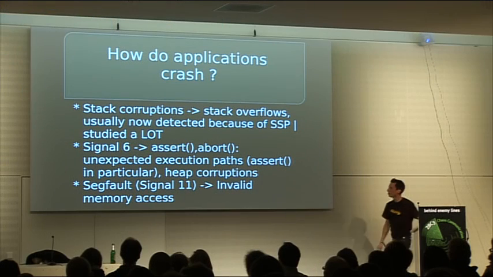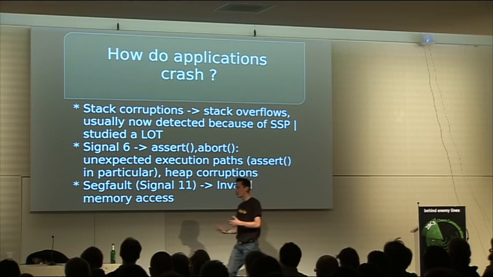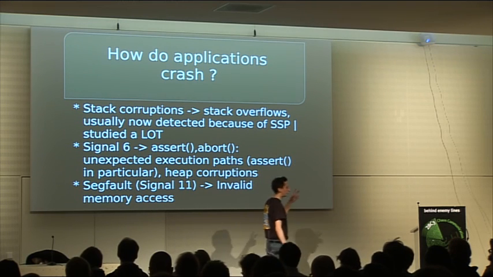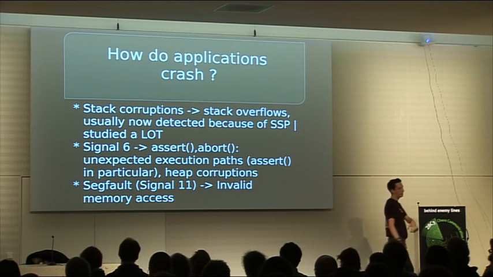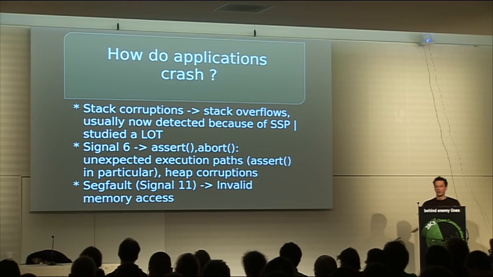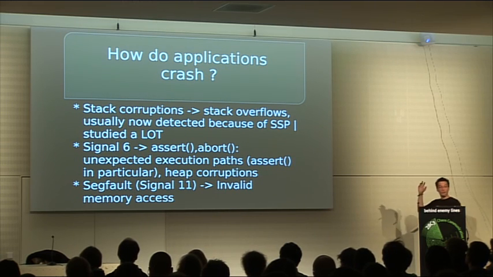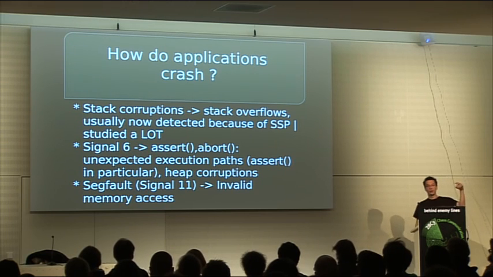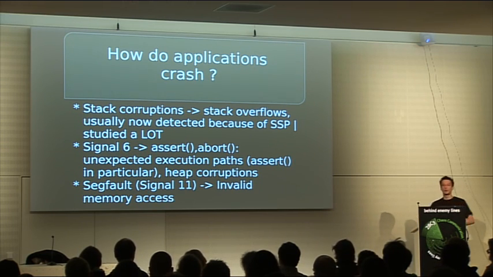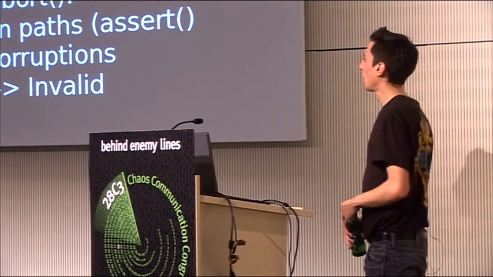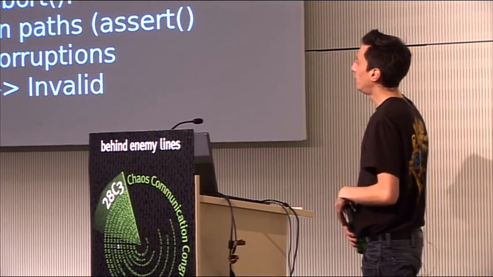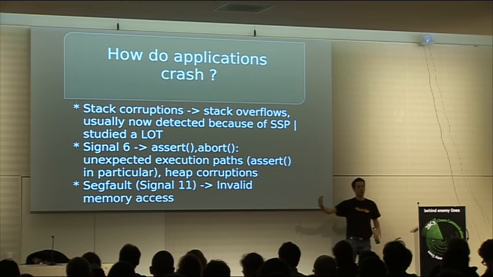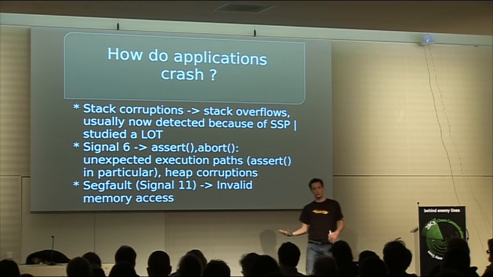Why do applications crash? They can crash in many different ways. Basically, you can hit an assert and it's going to abort and end up with a signal 6. You can get a stack corruption, and if it's compiled with SSP, it's going to be caught by the handling routine of the libc. Or, more interestingly, you can have an invalid memory access, which can be of 3 different types.